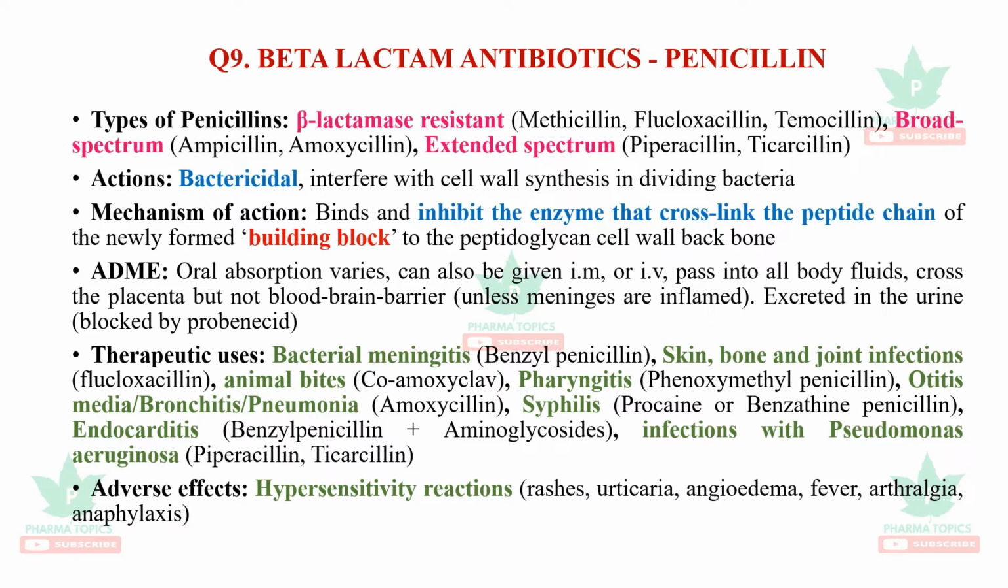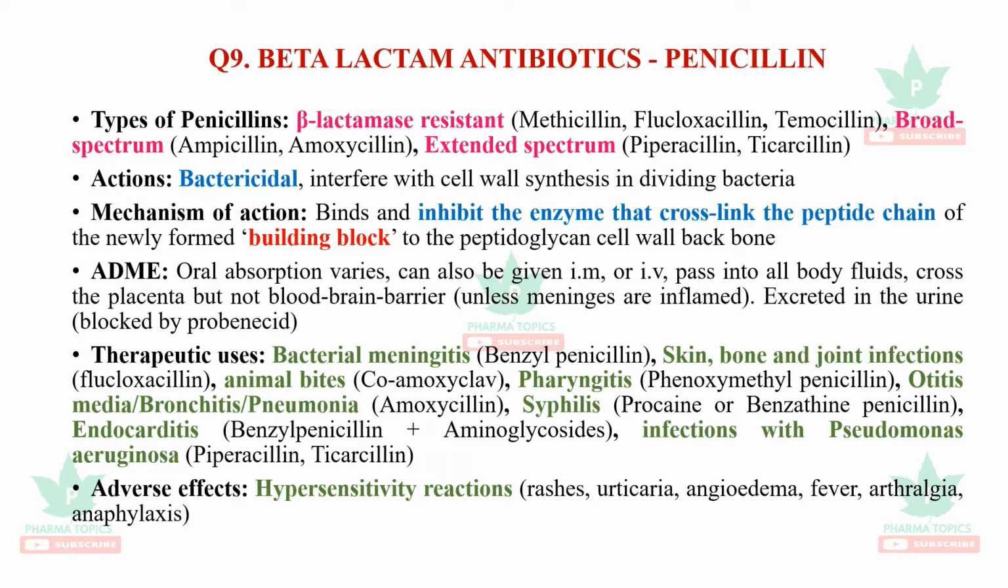Question number 9 is beta-lactam antibiotics, penicillin. The types of penicillins are 3 types. One is beta-lactamase resistant penicillins: methicillin, flucloxacillin, temocillin. Broad spectrum penicillins are ampicillin and amoxicillin. Extended spectrum penicillins are piperacillin and ticarcillin. The penicillins are bactericidal in nature.